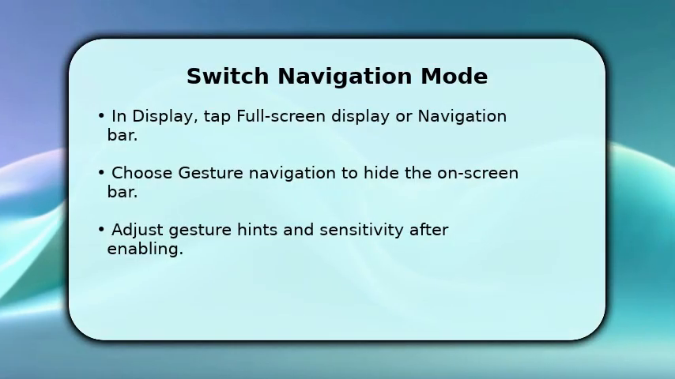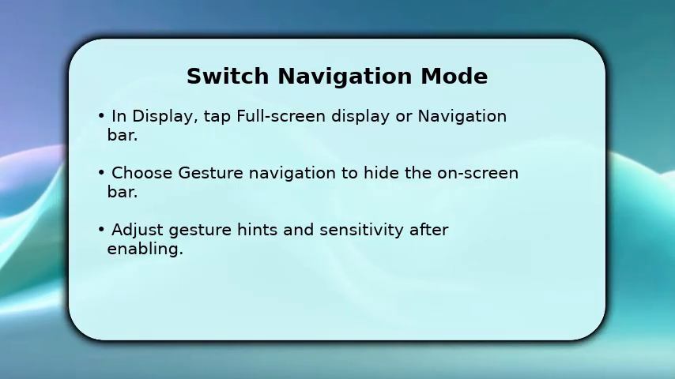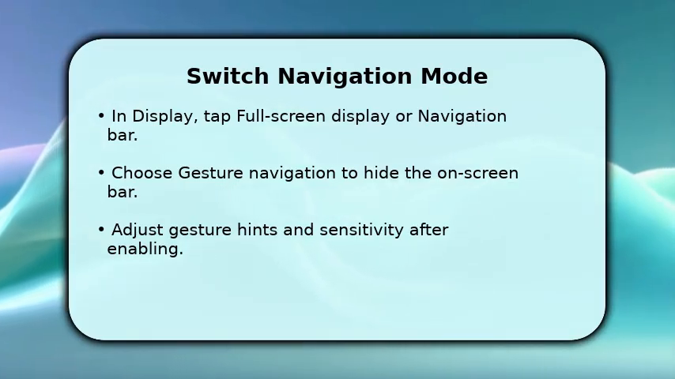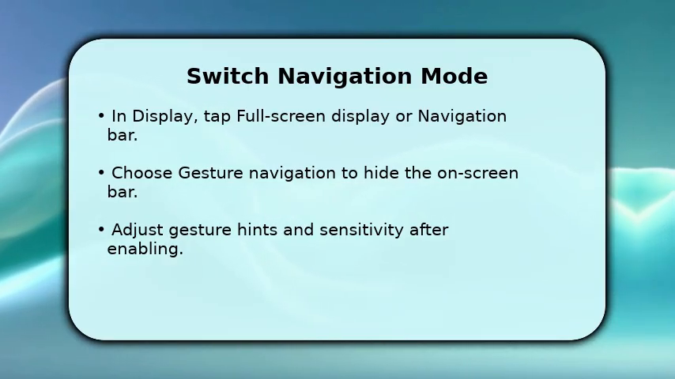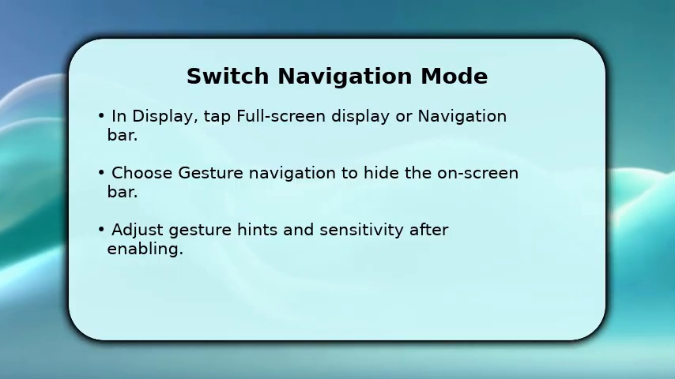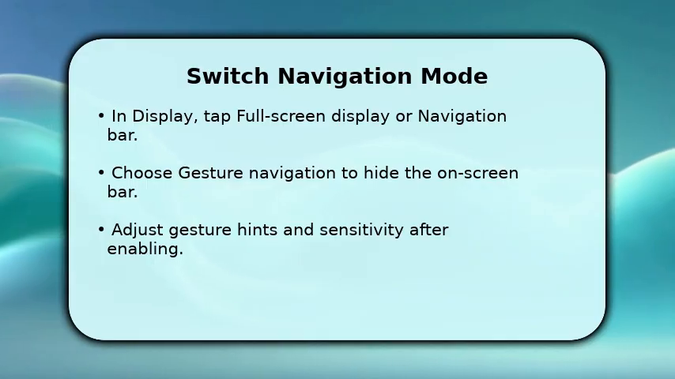In Display, locate Full Screen Display or Navigation Bar, depending on your MIUI build, and tap it to open options. You'll see buttons versus gesture navigation. Choose gesture navigation to remove the on-screen bar. The system may show a short tutorial. Follow it so you understand swipe areas.